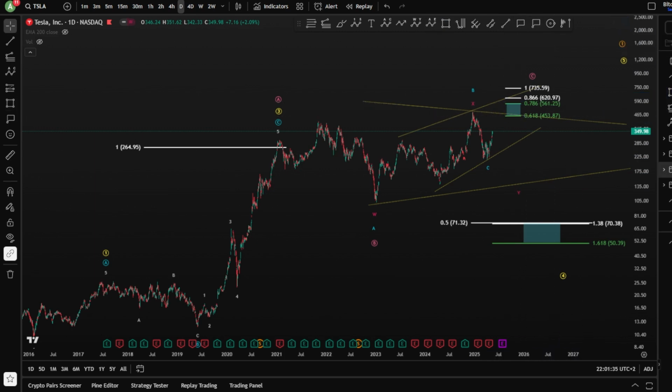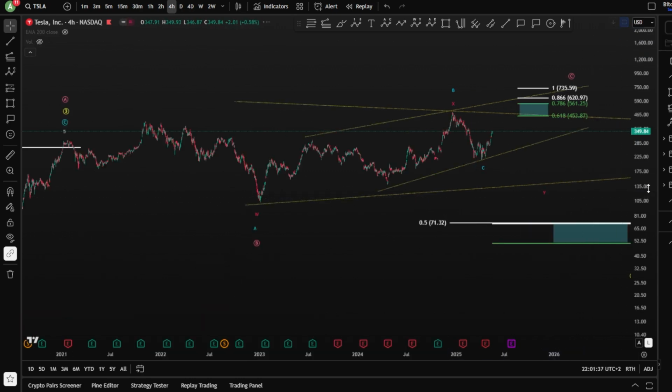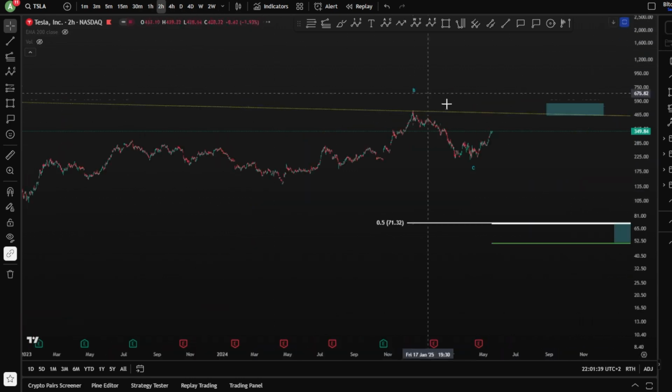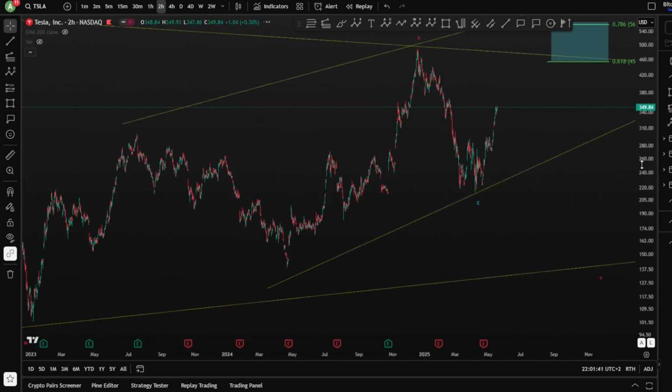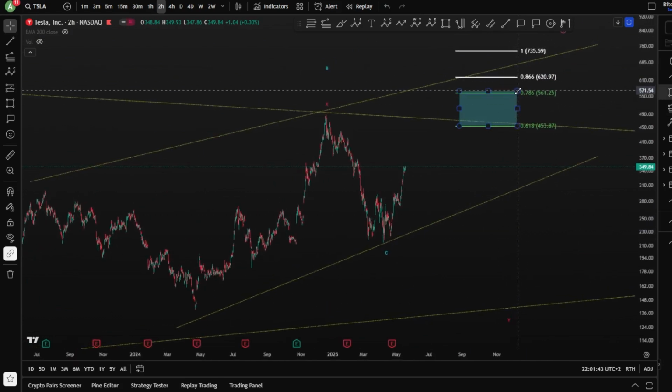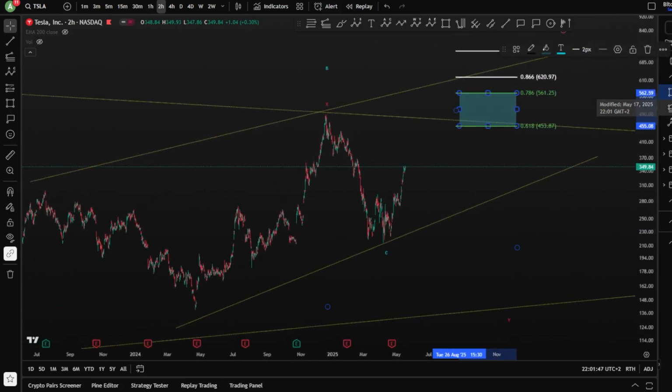Now let's go back to the 2 hour chart to see where it might be heading. Okay, here we go. All right, that's good. Okay. So basically, I'm going to put this also on the 4 hour chart. Here we go.